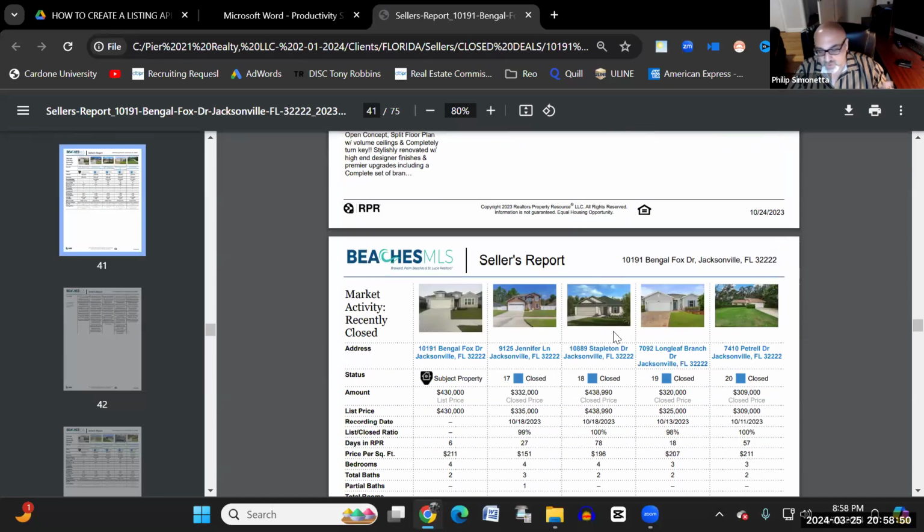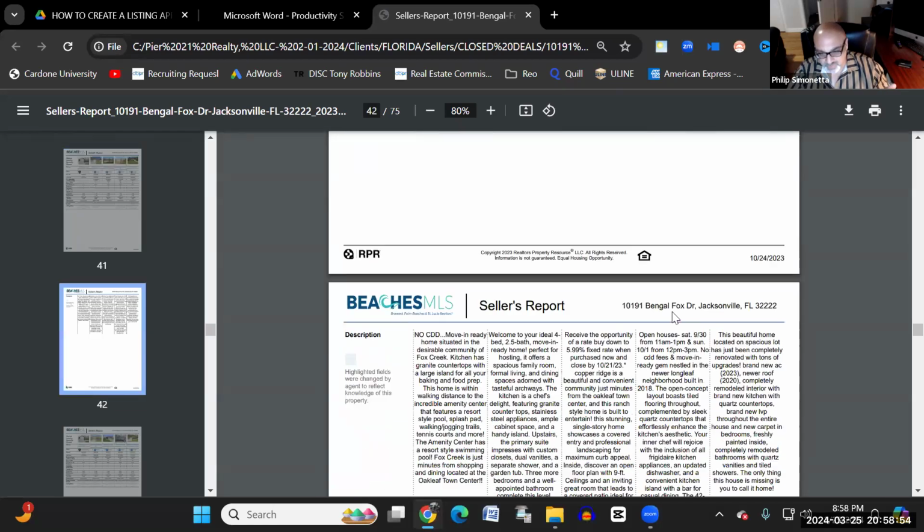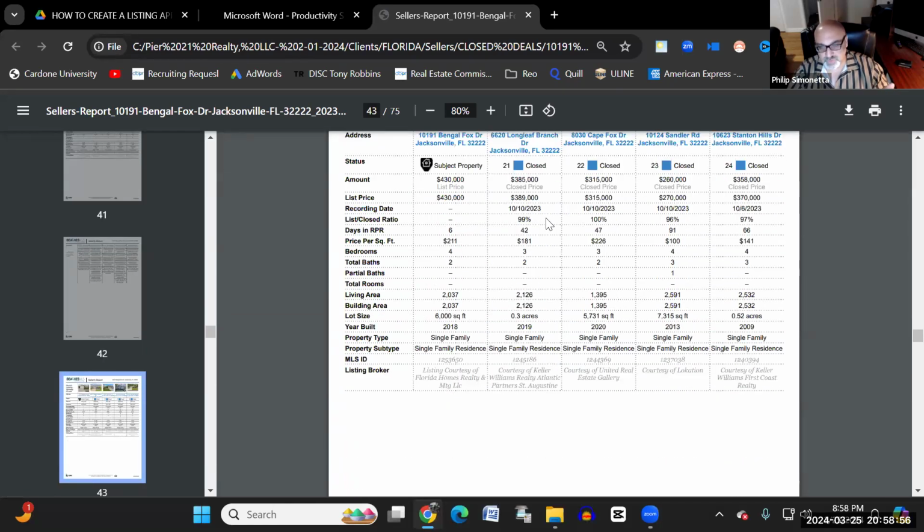Closed. So these here are important. These are similar houses that closed. And there's all the prices and all the information, all the square footage, so you can kind of figure out what's what.